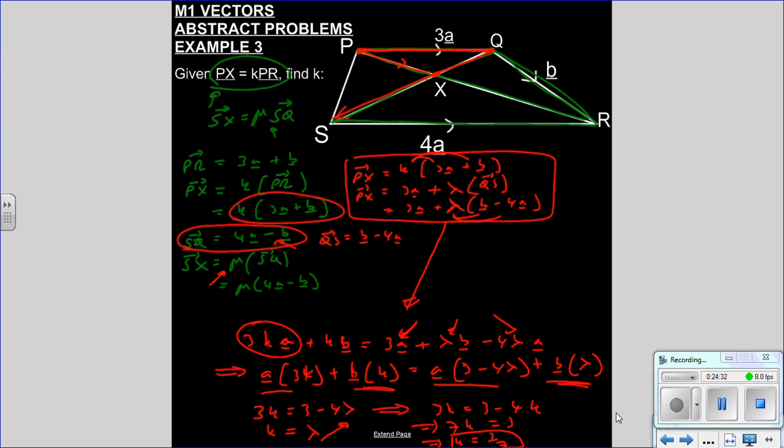Hopefully that's made sense. Go through it again if it doesn't make sense, right? You've got plenty of time in the holidays, so there we go. That's it for abstract vectors.